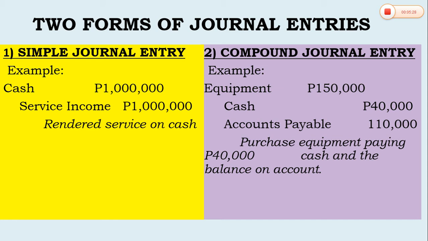Then one debit, then here is the explanation. So that's the difference. The differential is that in a compound journal entry, you can have two or more debit accounts or both. You can have two debits, or two credits. So it is easy to determine the difference between a simple and a compound journal entry, and then the explanation follows.